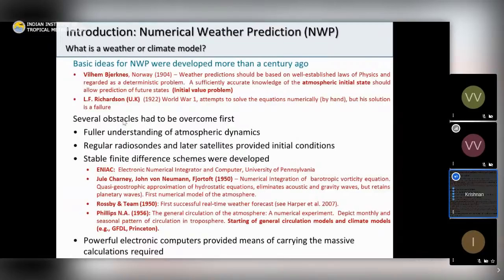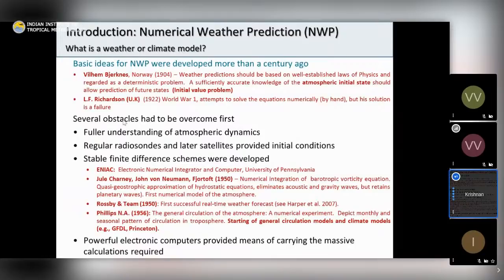Later on, the general circulation model was developed by Norman Phillips. This was the first simple model, a two-level model, used for depicting the monthly and seasonal pattern of the changes in the tropospheric circulation. This was the starting point of the general circulation models and climate models, whose development was later led from GFDL and also at NCAR and various other centers. And powerful electronic computers provided the means of carrying out the massive calculations.